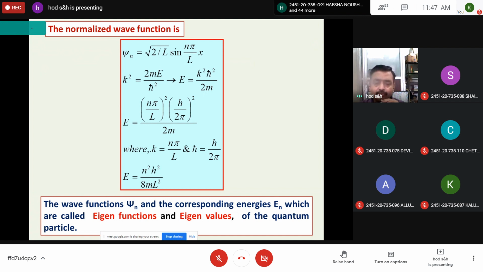And also, we have assumed that k square is 2mE by h cross square, or E is equal to k square h cross square by 2m, but k is n pi by L. So energy can be written as E is equal to, instead of k square, you can put n pi by L whole square. H cross square can be written as h by 2 pi whole square by 2m. So finally, we'll be getting E is equal to n square h square by 8m L square. This is the expression for the energy of the particle in one dimension box of length L.